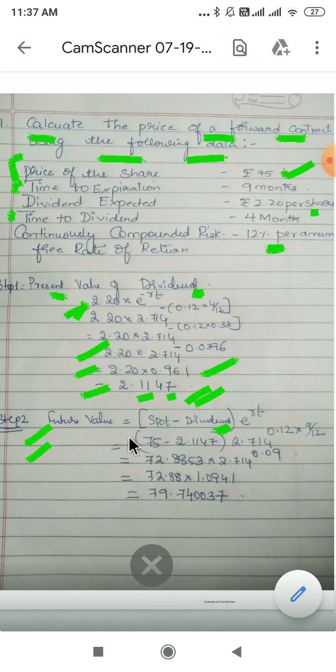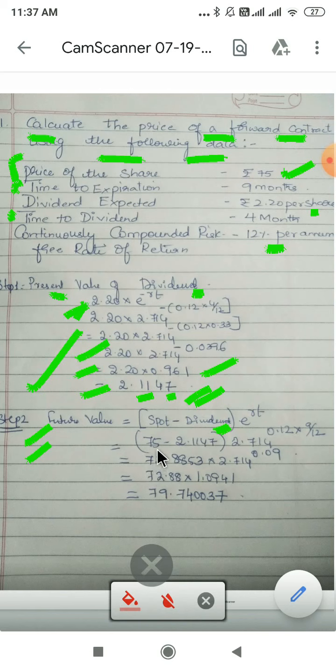Then we have to calculate the future value. Now what is the future value? I told you future value is equal to spot value multiplied by e to the power of rt. In this case, you have to subtract the dividend. Where is the dividend? The dividend we calculated in step 1. So take 75 minus the dividend you have calculated, then multiply by 2.714 to the power of rt.